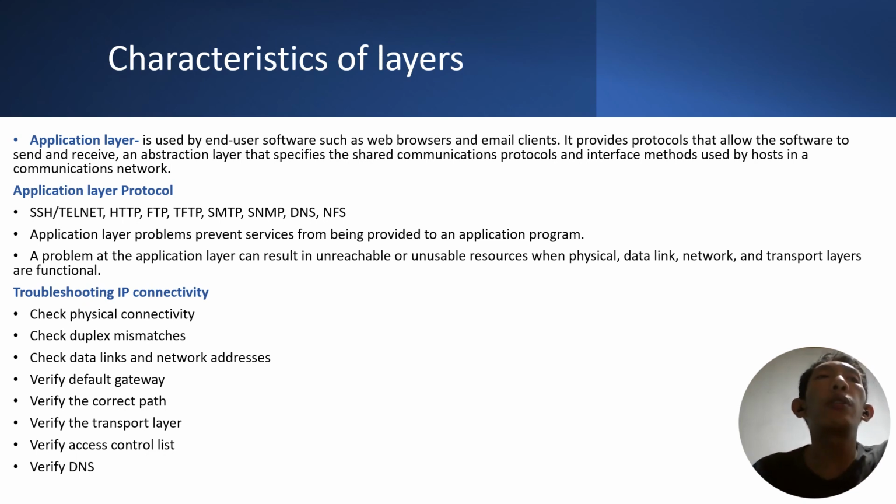Troubleshooting IP connectivity. First is to check physical connectivity, check for duplex mismatches, check data link and network addresses, verify the default gateway, verify the correct path, verify the transport layer, verify access control lists, and verify the DNS.